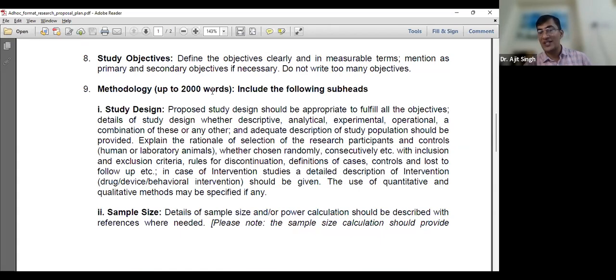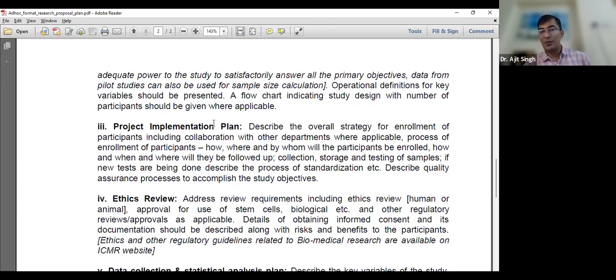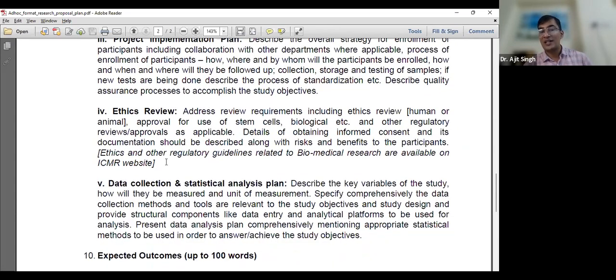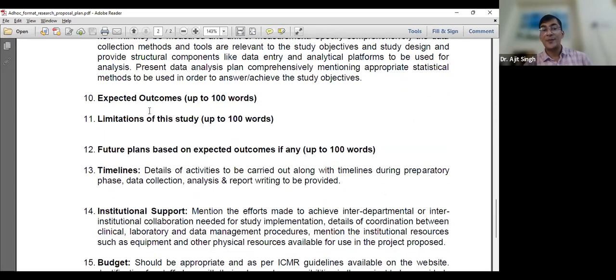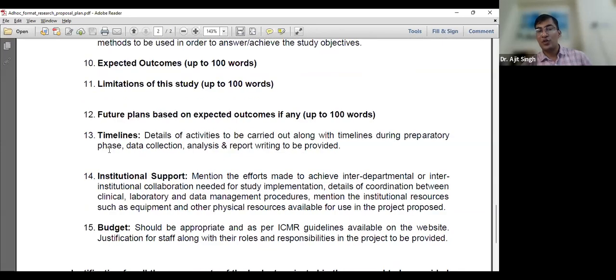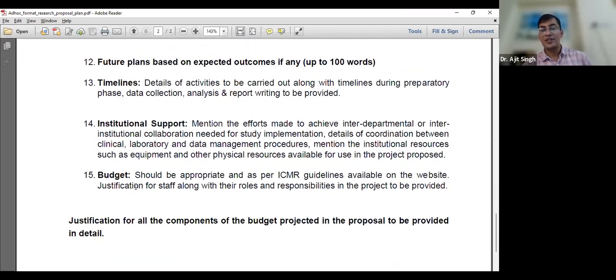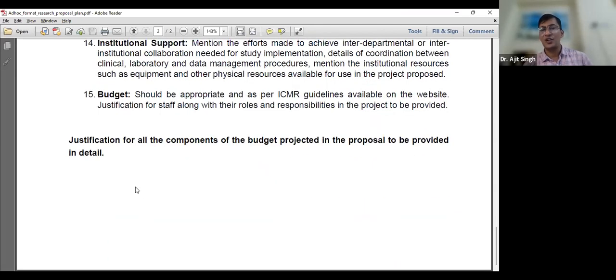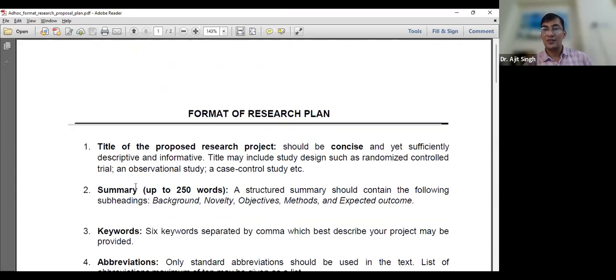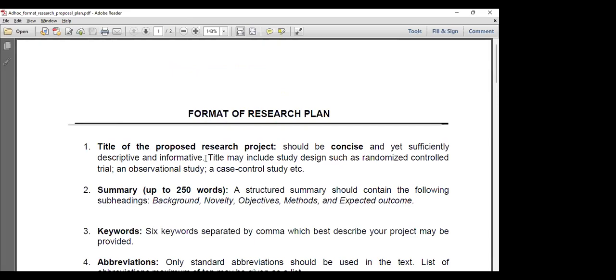methodology, 2,000 words, meaning descriptive, everything: study design, sample size, project implementation plan, ethical review, data collection, statistical analysis, expected outcomes, limitations of the study or the future plans, timelines, supports, everything you have to write in this. Okay, institutional supports, budget, justification, everything you have to write. This is a full proposal from ICMR. Those things we can discuss tomorrow.